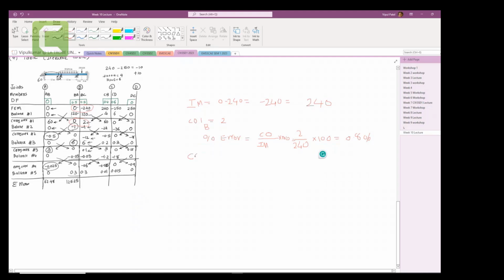Now, if you want carry over 1 at joint C, you again have the carryover over the initial moment times by 100 for the percentage. So carryover at this particular point is 60 over initial moment 240 times by 100. So that will give you 60 over 240 times by 100. You get 25 percentage, which is greater than 1%.